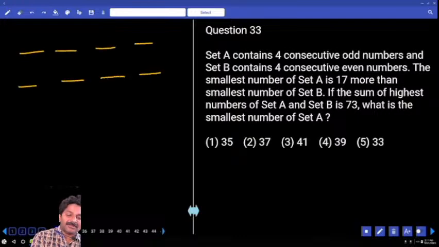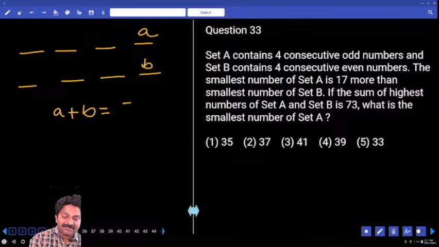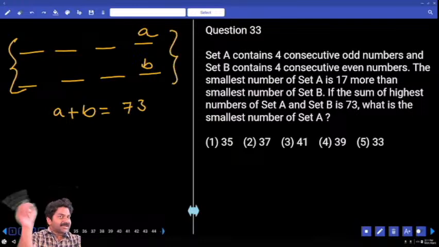4 consecutive numbers. I am taking the largest in set A as A, the largest in set B as B. They clearly mentioned the sum of both the largest numbers is equal to 73. The difference between the least number in set A and the least number in set B is equal to 17 only. Come on. Then the difference of the highest numbers must also be 17.